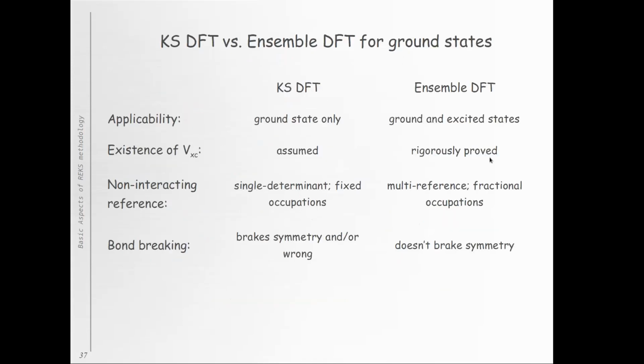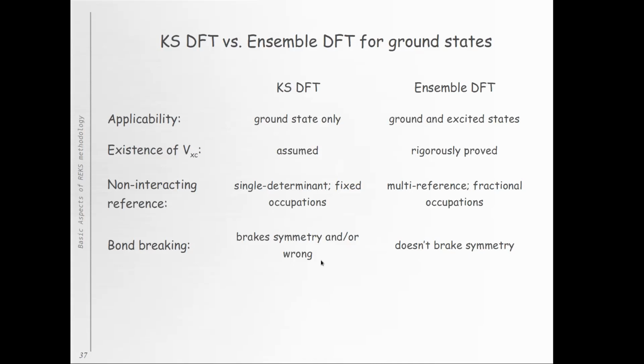And in reality, as it was found out first from experience, and then formalized by a number of researchers, the assumptions behind Kohn-Sham DFT are not always valid. For many systems, they are probably good assumptions, but for many other systems, they are not. So strictly speaking, Kohn-Sham DFT can be applied only to the ground states. And the existence of the exchange correlation potential, or of the Kohn-Sham potential, is only assumed there. It has never been proved rigorously.